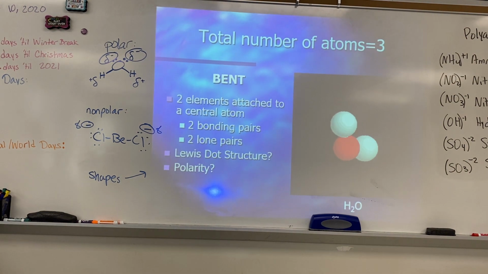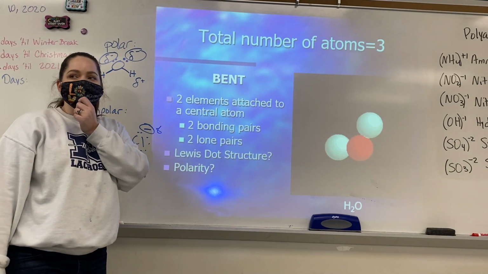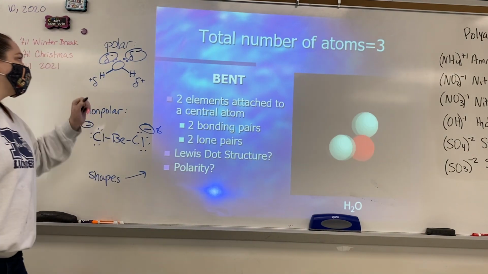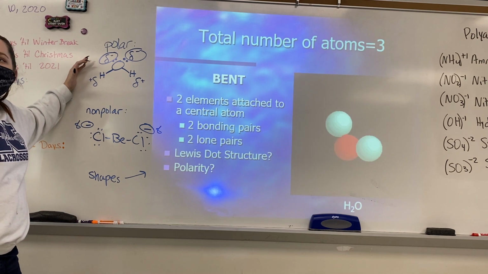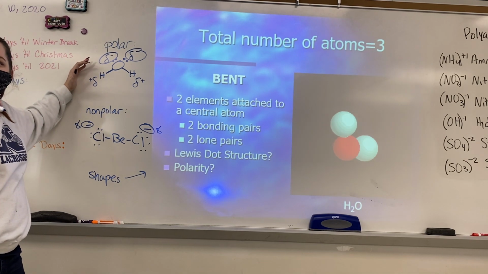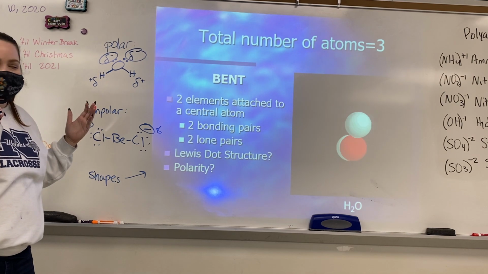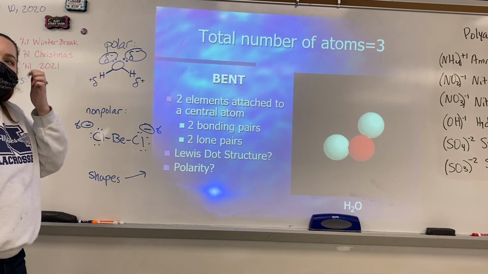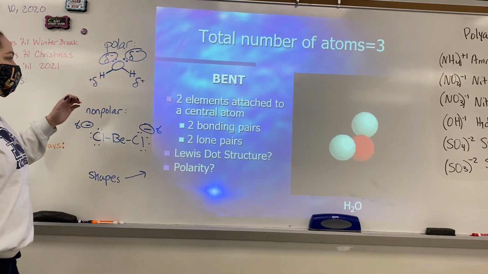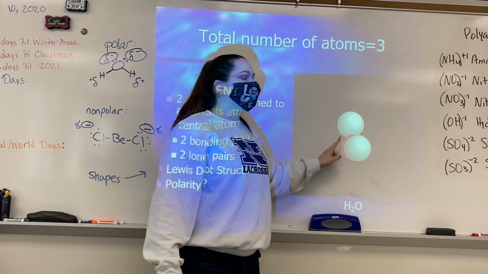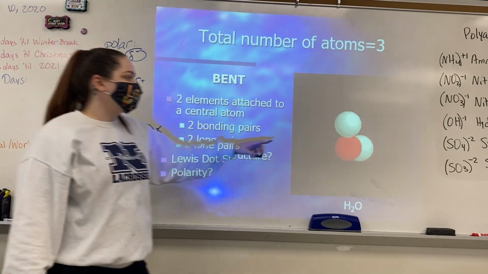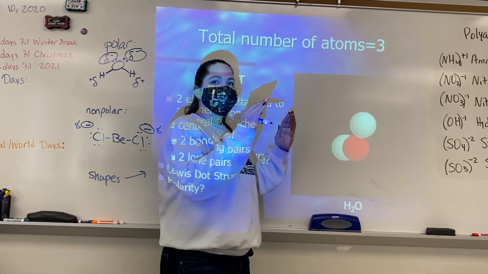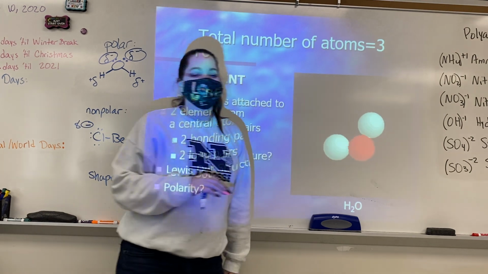All right, so your last shape is called bent, and your water molecule is your quintessential bent example. Usually if they're going to give you a question about the bent shape, it's going to be the water molecule. So bent is similar to your linear, so you still have 3 atoms, but instead of being in a line, the 2 outer elements are at an angle, and I'll show you why.